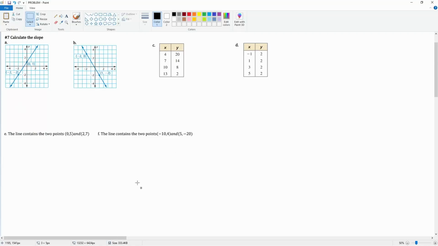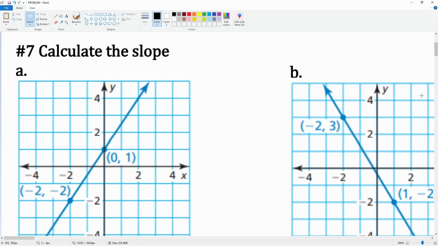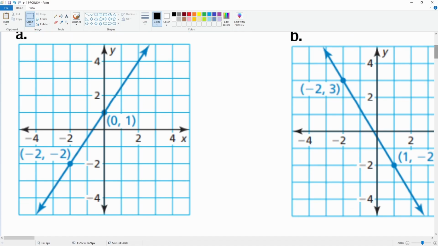We have chapter 3, number 7. Here you're asking to calculate the slope, basically. All right, so here we go. We can visually see how the slope is changing. You go from the left point to the right point.